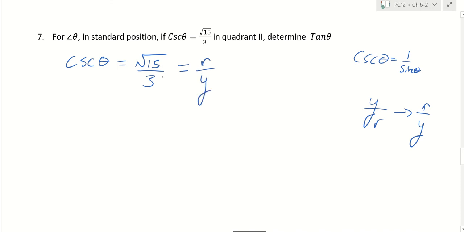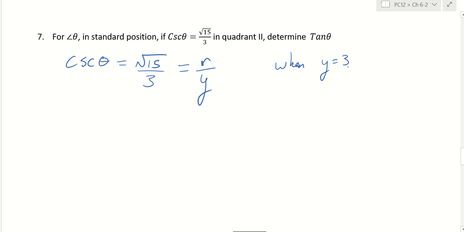So r over y is root 15 over 3. Alrighty. Okay, so we have this bit of information, which is actually pretty important. We can say that when we have a y value of 3, the corresponding r value is root 15. Okay, so that's going to be important information because then we're going to be able to leverage the Pythagorean theorem to find out what x then must be. And we will do that.